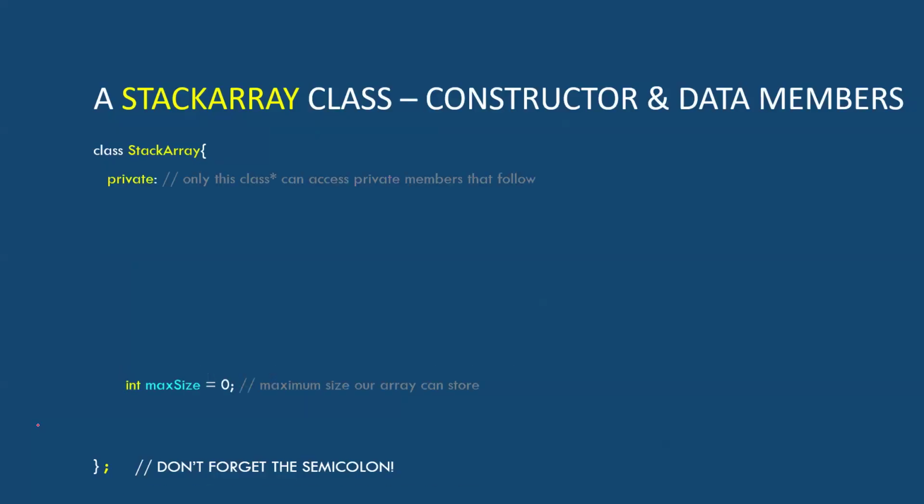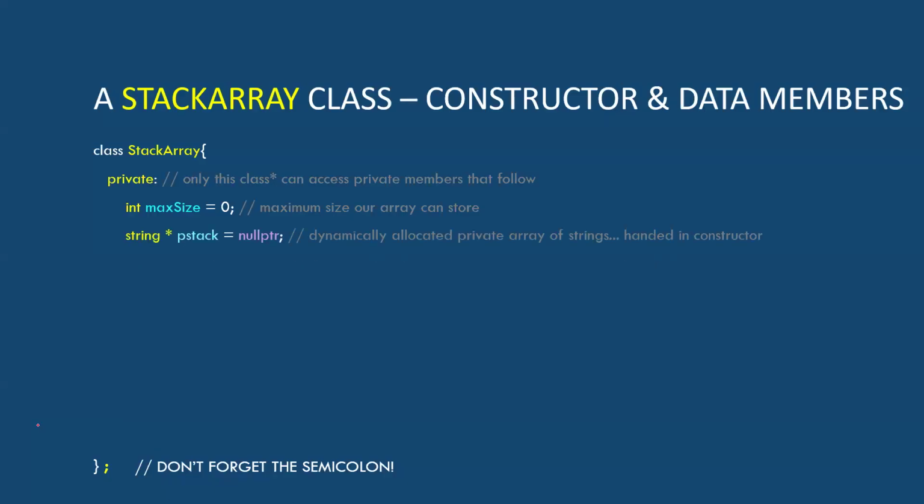All right, so let's dig in and do it. So here's our private maximum size. There's our private pointer. We'll call that p stack, string star. It's going to be pointing to a dynamic array of strings. Maybe a little bit strange to see it that way, but we'll see it come together here in a second. How many things are in the array currently? Zero.